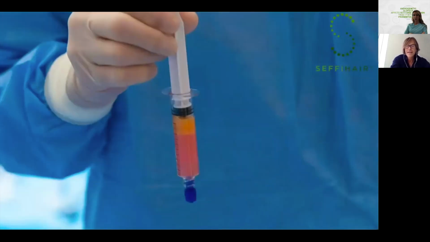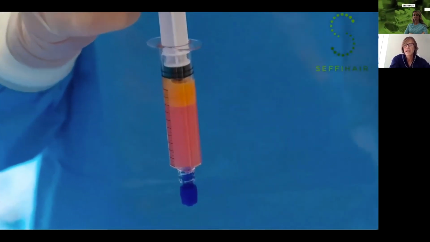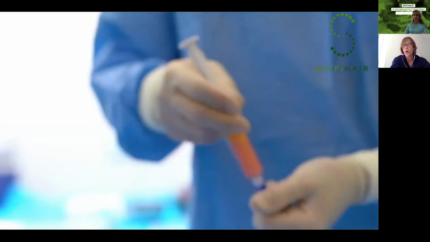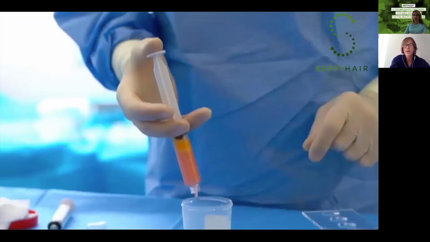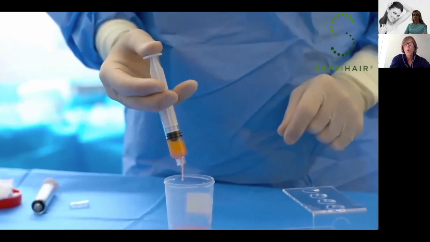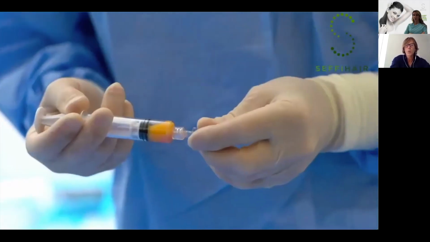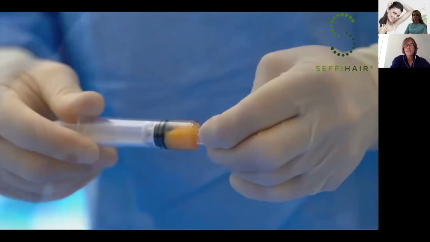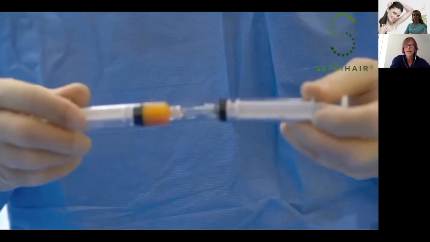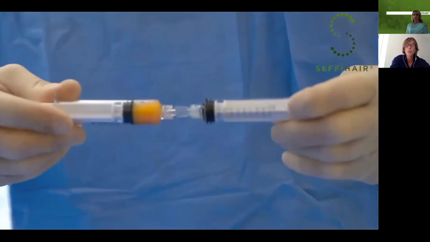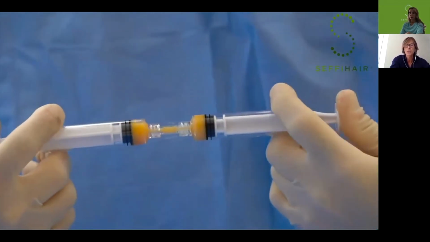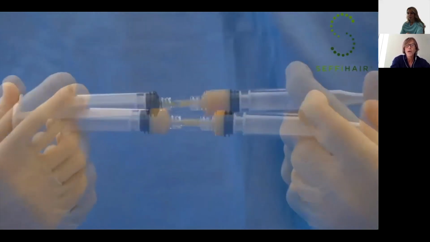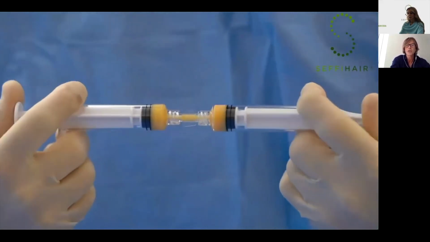And now the procedure for the SEFFILLER is quite different from the SEFFILLER procedure. When you have the tissue, now you connect with the connector that is inside the SEFFILLER kit. And after that, you have to do 20 passages between one syringe and the other. This is a mechanical digestion of the tissue. And so you have to perform 20 passages between one syringe to another.